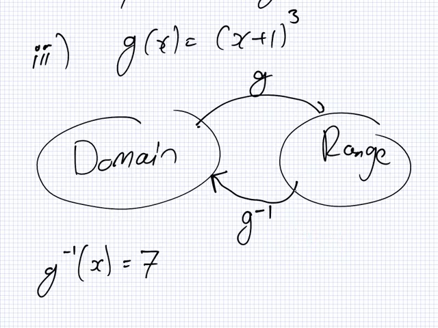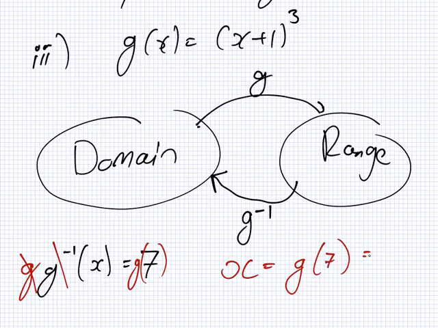Let's just relax for a second. If I have sine inverse x equals some number k, and I want to cancel the sine inverse, how can I do that? Sine. I use sine. If I want to cancel the g inverse, I use g, because g and g inverse cancel. So I have my answer. My answer is x equals g of 7, which will equal 8 cubed.